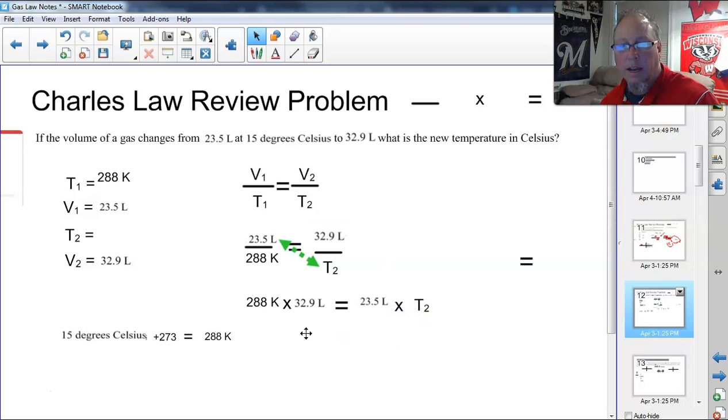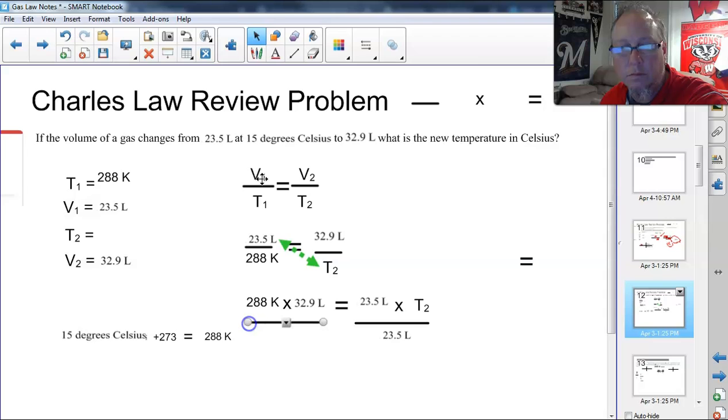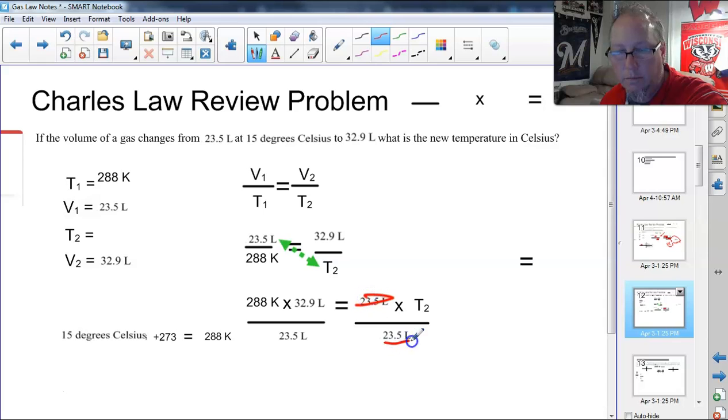T2. And now this is a much nicer expression to work with, because it looks a lot like the Boyle's Law problem, where if I want to get T2 by itself, all I've got to do is divide both sides by that 23.5. If I do it on this side, just make sure that you do the same thing on the other side. That's how algebra works. When I do that, these are going to cancel out. So now I get something that says T2 is equal to this times this divided by that.